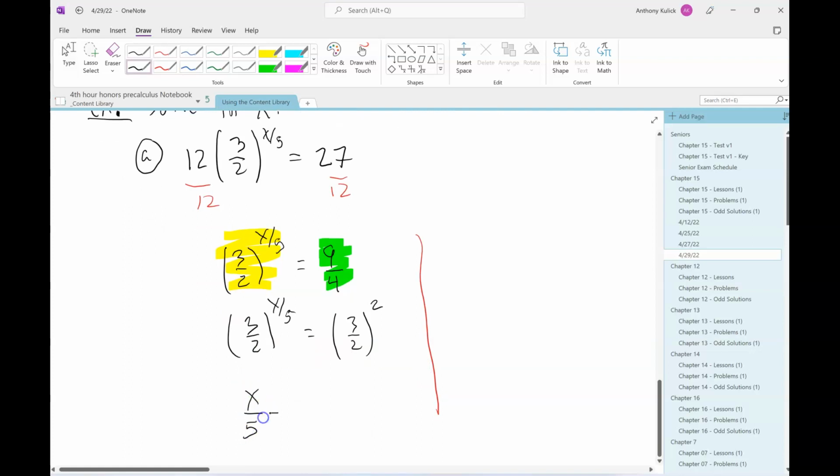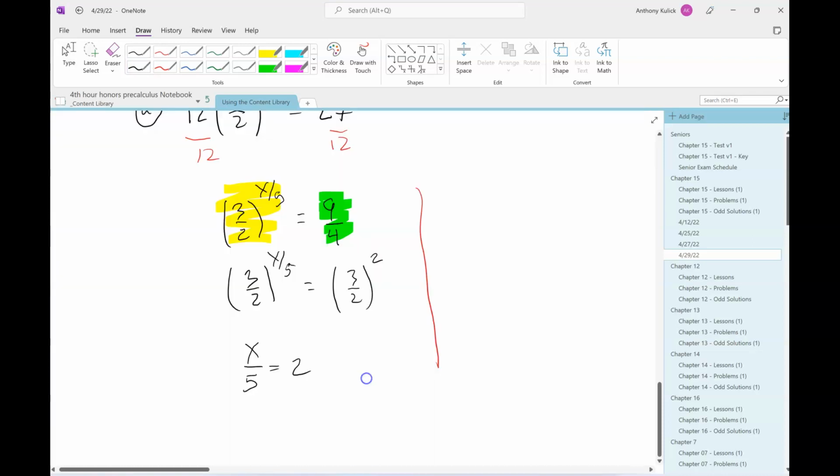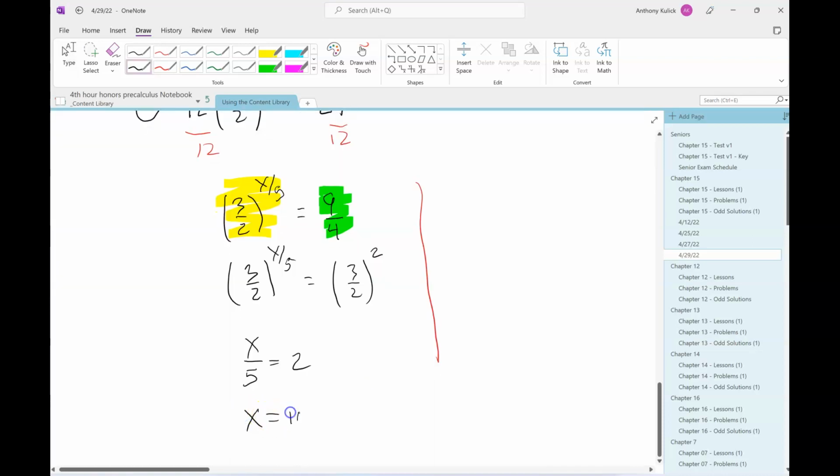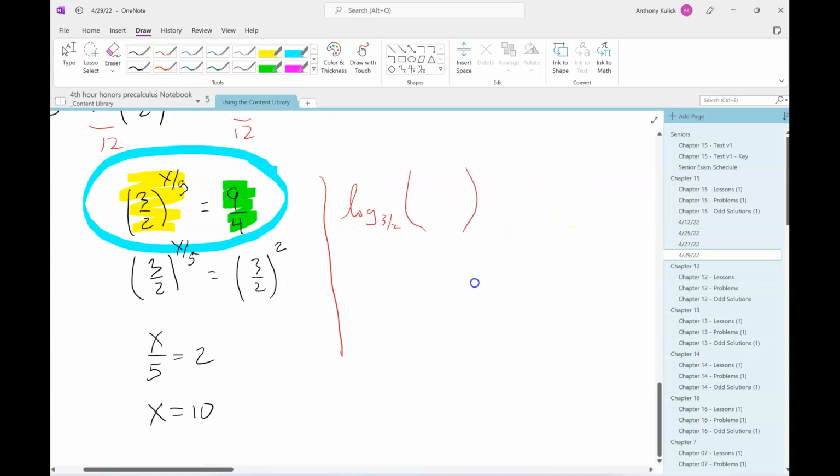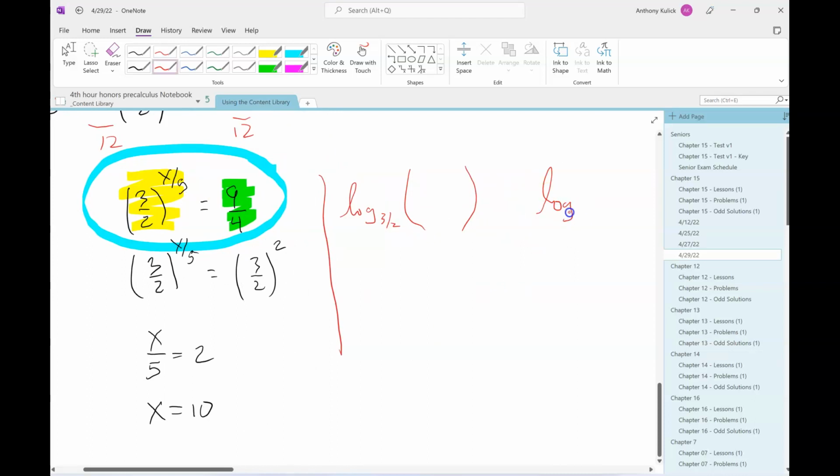So we can use that one-to-one property to say that the exponents are equal, and multiply both sides by 5 to get 10. Everybody okay there? Now, alternatively, at this step, Paul had suggested taking log base 3 over 2 of both sides. That is also an acceptable method.